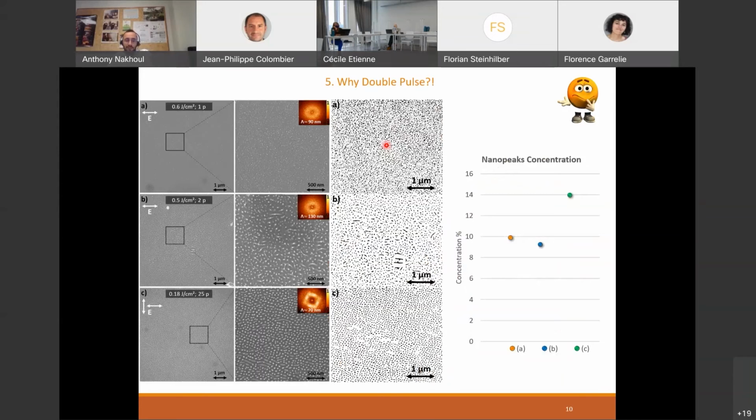And here also I tried to do interpretation with ImageJ to calculate the concentration. So we can see also that the concentration on the sea, so when we are using 25 pulses cross polarized, is more than A and B. So it's 14 compared to 10 and less than 10. So that's why we are using double pulses. Otherwise, we cannot obtain the same regularity of our nanopeaks.